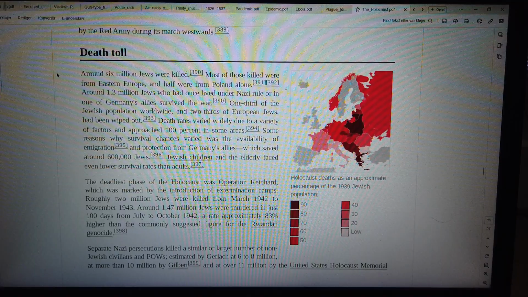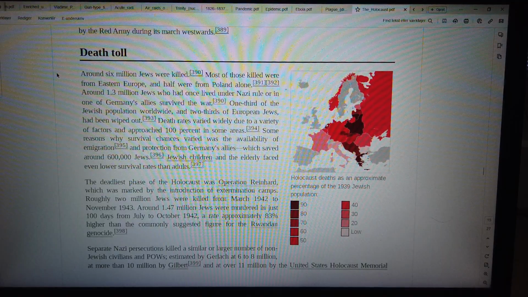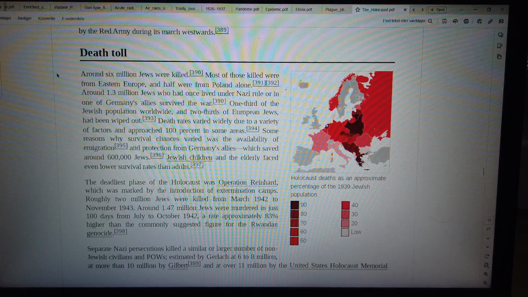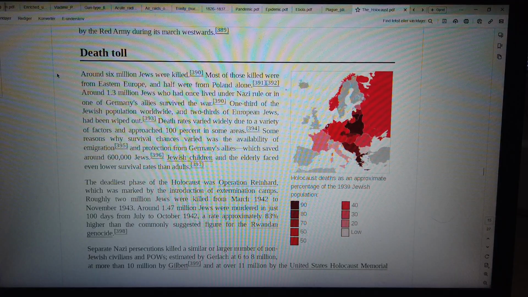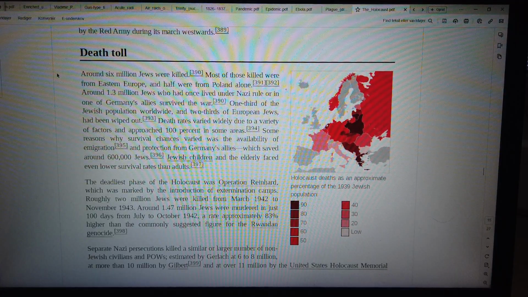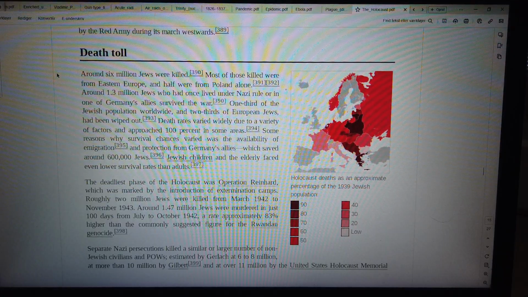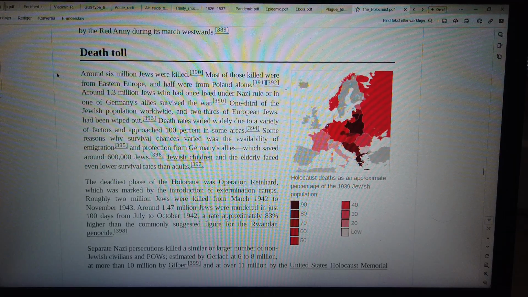The deadliest phase of the Holocaust was Operation Reinhard, which was marked by the introduction of extermination camps. Roughly 2 million Jews were killed from March 1942 to November 1943. Around 1.47 million Jews were murdered in just 100 days from July to October 1942, a rate approximately 83% higher than the commonly suggested figure for the Rwandan genocide.